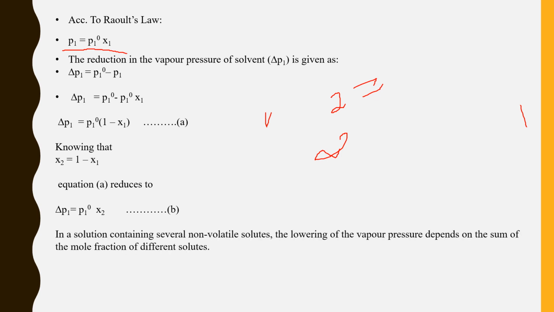In a solution containing several non-volatile solutes, the lowering of vapor pressure depends on the sum of the mole fractions of the different solutes. So from equation B, on rearranging, as we put the pressure terms on one side and the mole fraction on the other side, we will get this equation: delta P1 upon P1 naught will be equal to x2, which is the mole fraction.